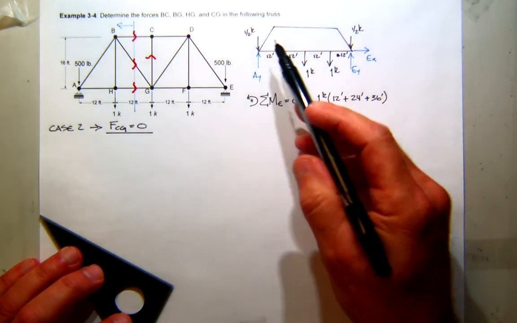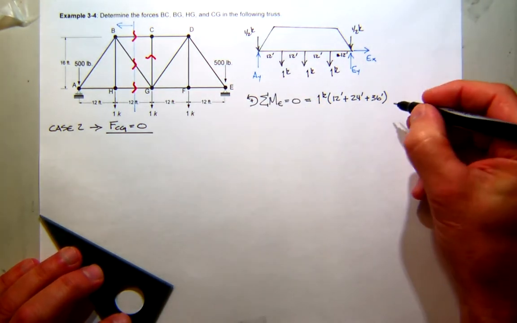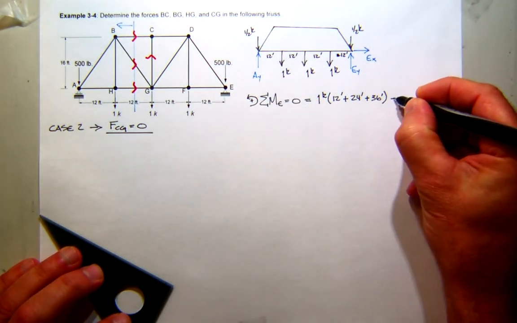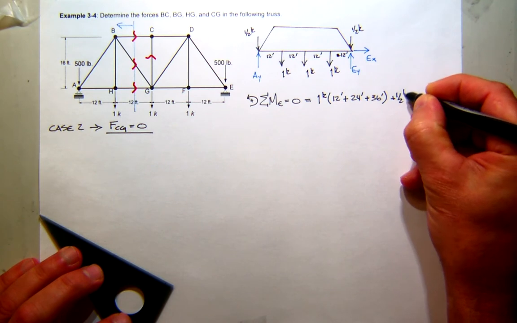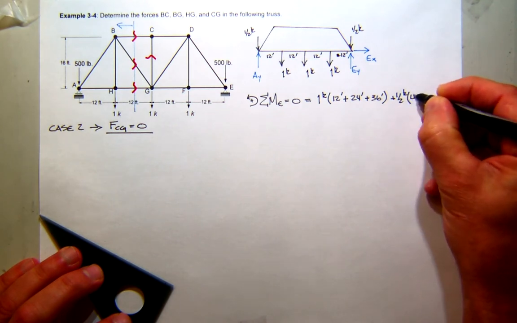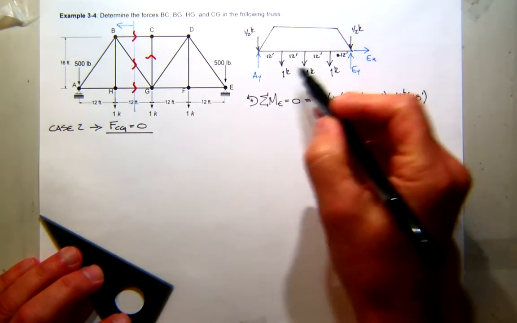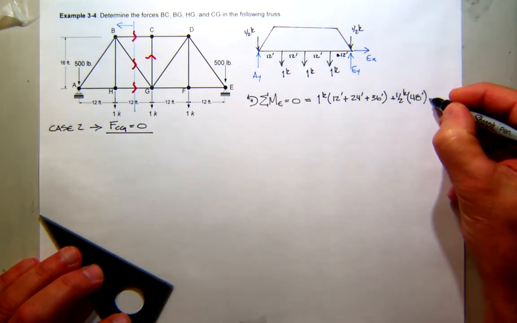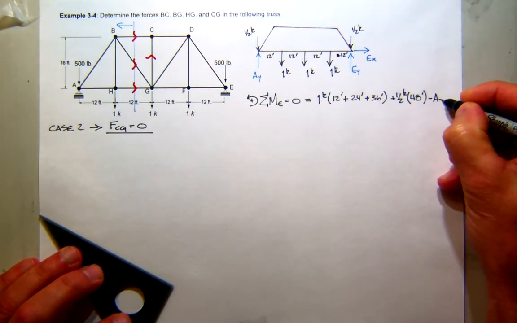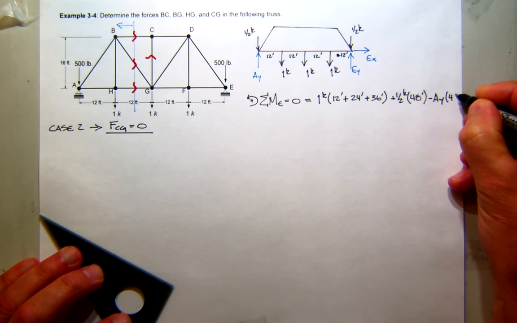And then I've got the half kip force also creating positive moment, and it has a moment arm of 48. And then reacting all that is AY, which is creating negative moment, and it also has a moment arm of 48.